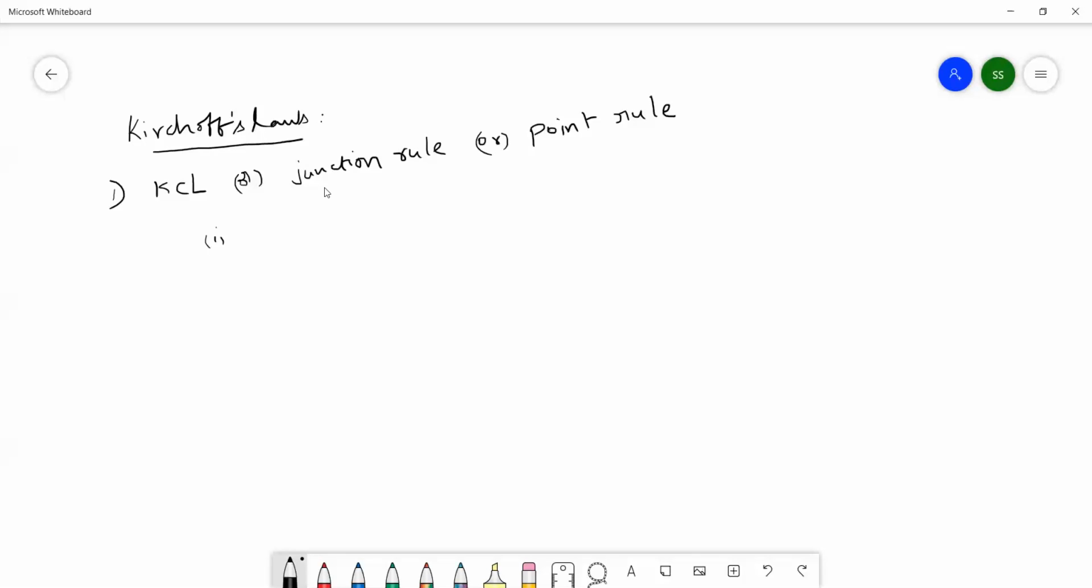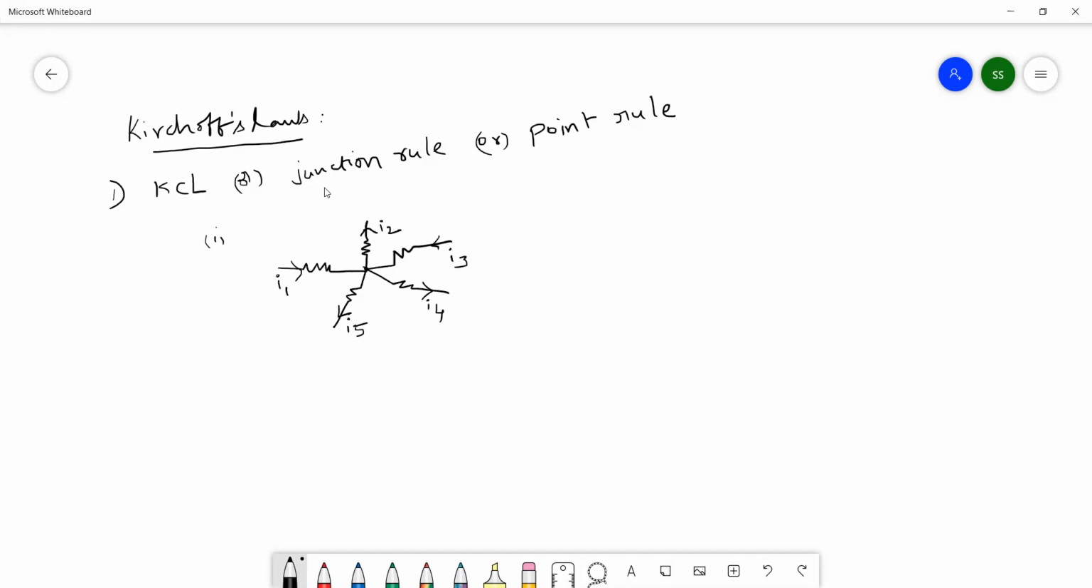The first one is, here I will draw one circuit which is very familiar to all of you because you have drawn it so many times. The current flowing into a junction should be equal to the current flowing out of it. I hope everyone has drawn this circuit earlier. I1, I2, I3, I4, I5. So this is your junction point.